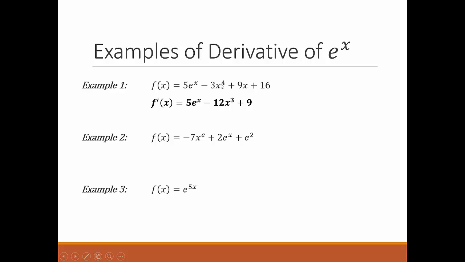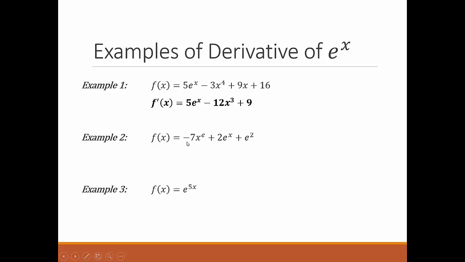This, of course, is our power rule, so 4 times 3 gives me my 12, and I subtract 1 from the exponent. And then this is my linear piece, so the derivative of 9x would just be 9, and the derivative of this constant would be 0.